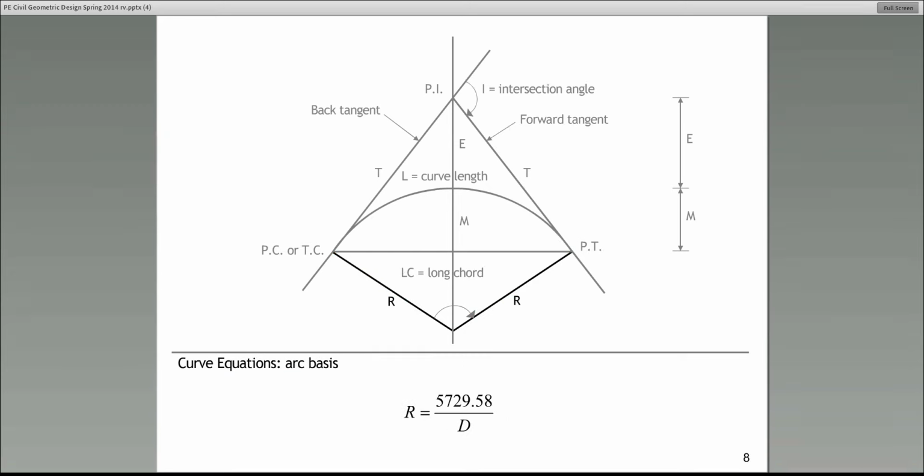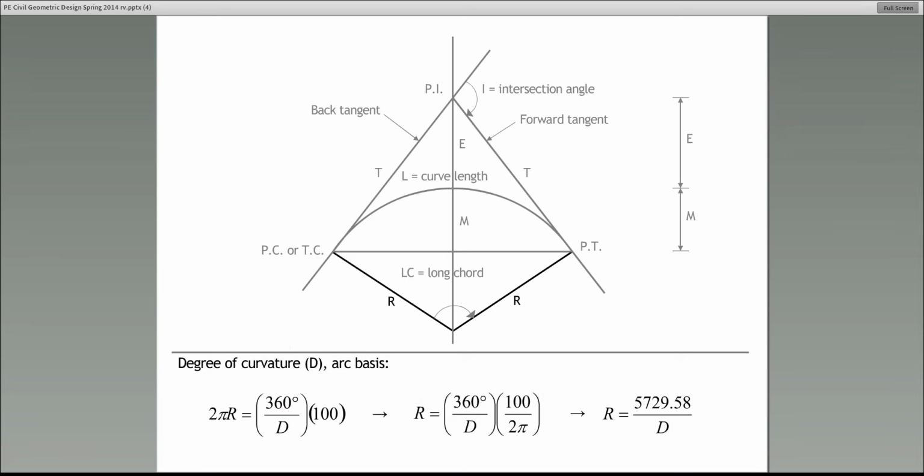The next slide gives you another equation. We call that the curve equation, but this is on the arc basis. Remember, the equation we looked at in the previous slide was on the chord basis. This is on the arc basis. So if you are expressing the relationship between the radius R and the degree of curvature on the arc basis, this is the equation that you must use.